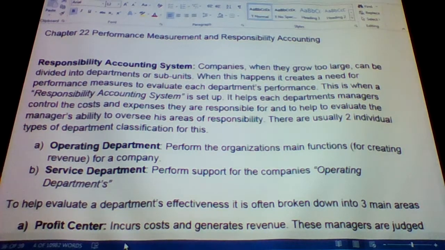Today we're going to talk about performance measurement and responsibility accounting for AC 201.